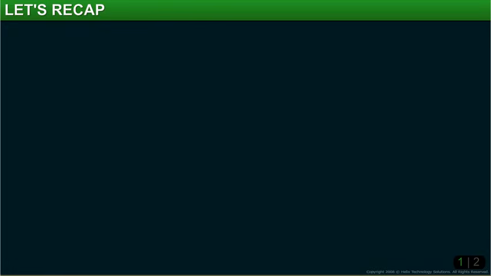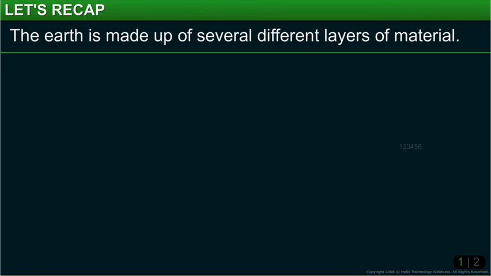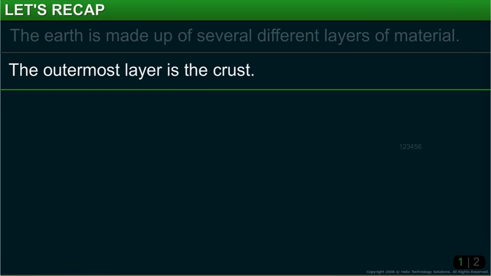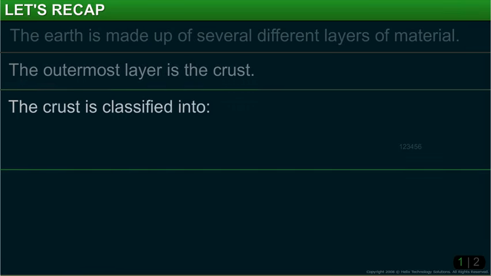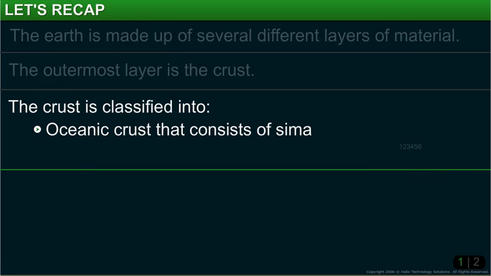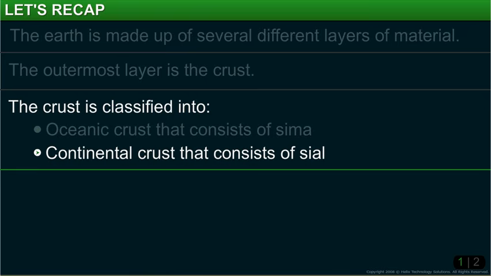In this module, you learned that the Earth is made up of several different layers of material. The outermost layer is the crust. The crust is classified into oceanic crust that consists of Sima, and continental crust that consists of Sial.